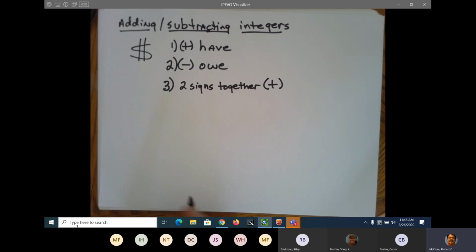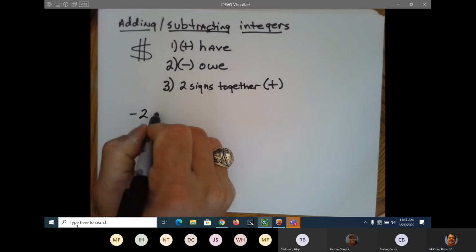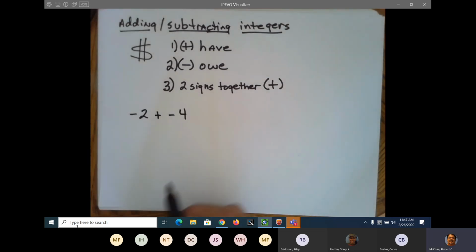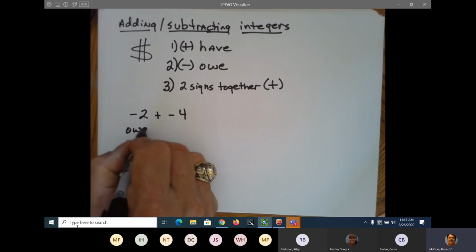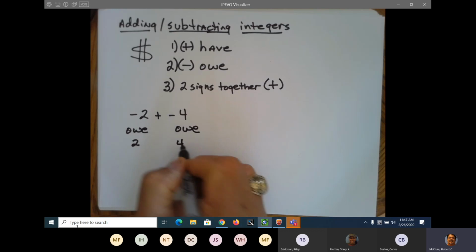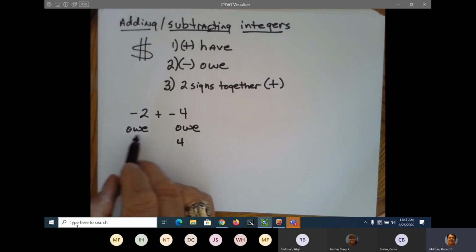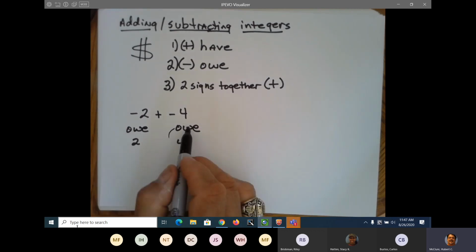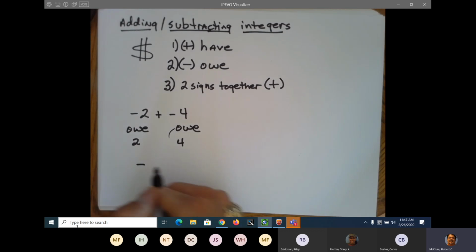So if I give you -2 plus a -4, that means I owe $2 and I owe $4. If you owe somebody $2 and you owe somebody $4, you owe them $6.